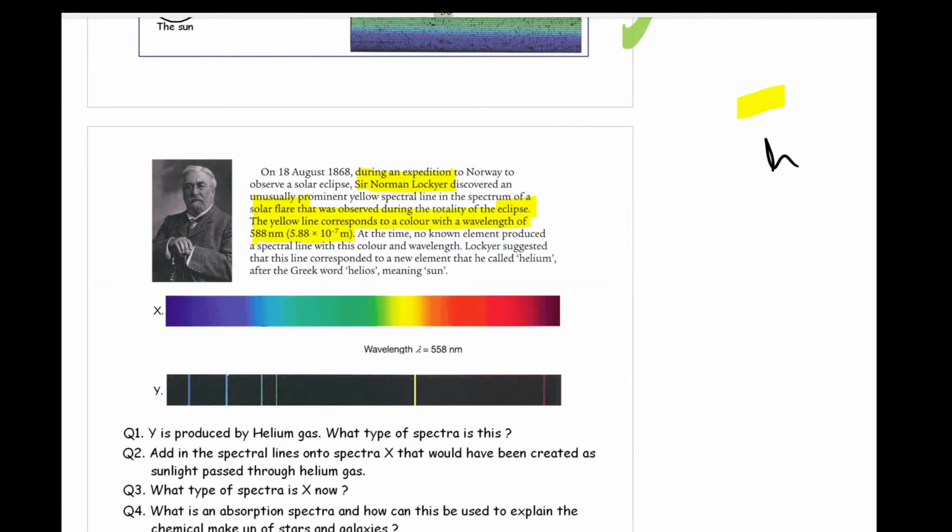At the time, no known element produced this spectral line with this colour and wavelength. Lockyer suggested that this line corresponds to a new element. He called it helium, after the Greek word for helios, meaning the sun.